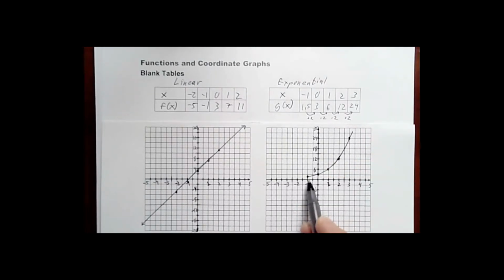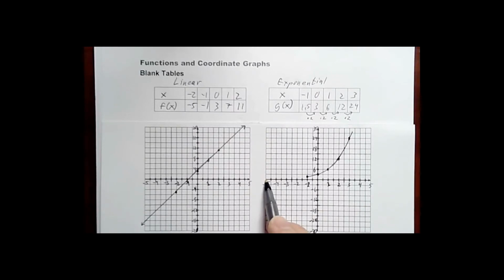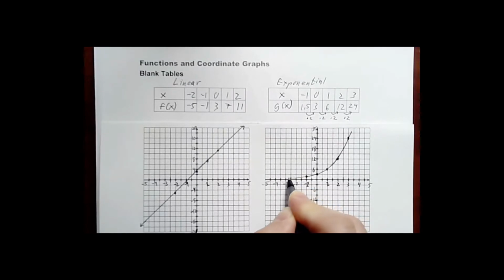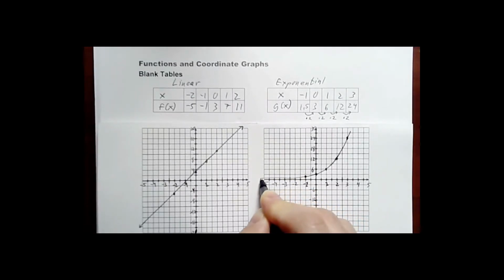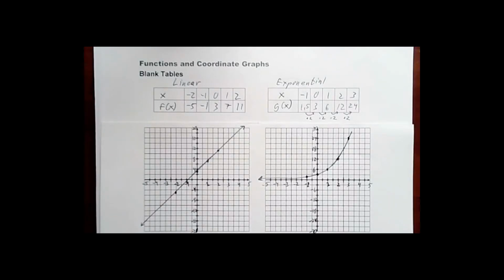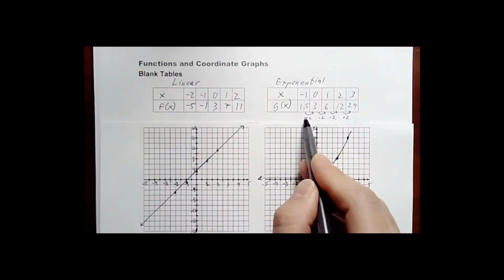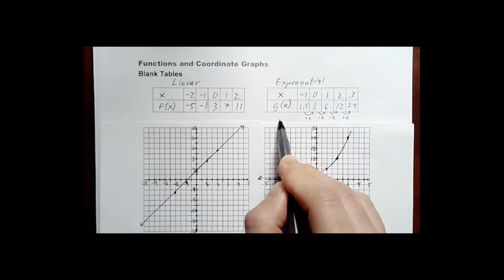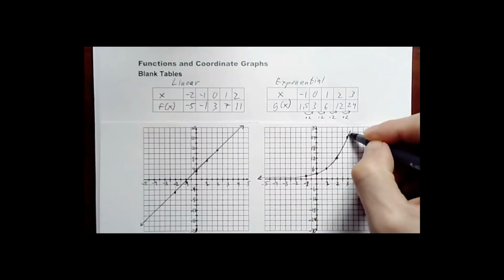Now, as we get farther and farther to the left on the graph, it's going to become more and more difficult to graph the points. But what's going to happen is these points are going to slowly but surely get closer and closer to the x-axis, but never actually touch it, because we're going to keep getting smaller and smaller by cutting it in half, going in the negative direction. On the other hand, this is going to continue to go upwards and it's going to continue to curve.